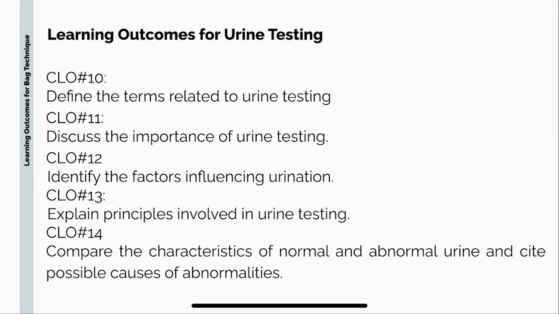The learning outcomes for urine testing. CLO number 10, define terms related to urine testing. CLO number 11, discuss the importance of urine testing. CLO number 12, identify the factors influencing urination. CLO number 13, explain the principles involved in urine testing. CLO number 14, compare the characteristics of normal and abnormal urine and cite the possible causes of abnormalities.